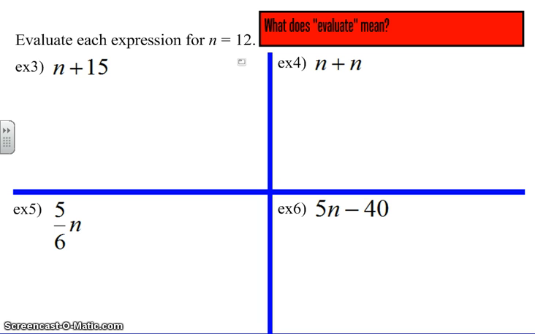Now we're going to look at a few more examples looking at some algebraic expressions. The directions for examples 3 through 6 tell us to evaluate each expression for n is equal to 12. And you might be sitting at home thinking to yourself, I don't know what that is asking me to do. I don't know what it means to evaluate. So what does evaluate mean?